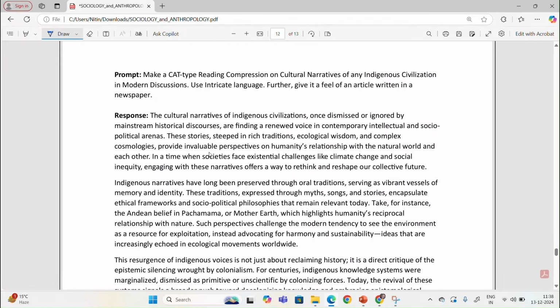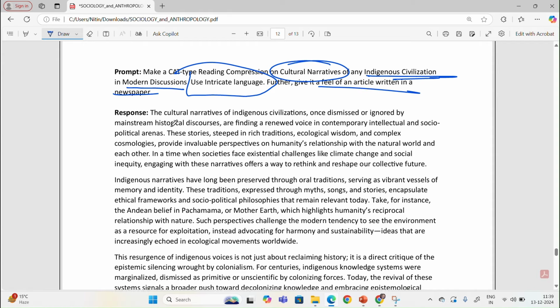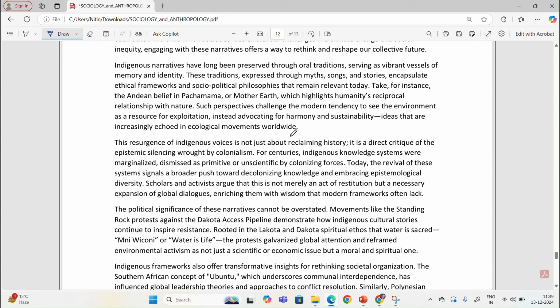Then say you make a CAT type reading comprehension on cultural narratives of any indigenous civilization in modern discussion. So I have used this to make the language tougher, and I have given it a feel of newspaper writing. So it will make a passage. So here you can see it is linking it to a modern thing.